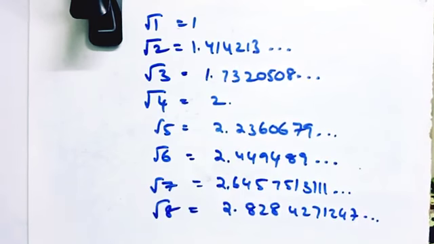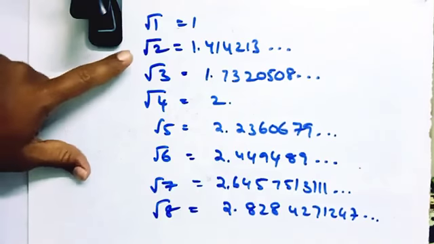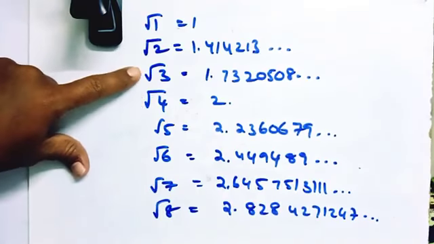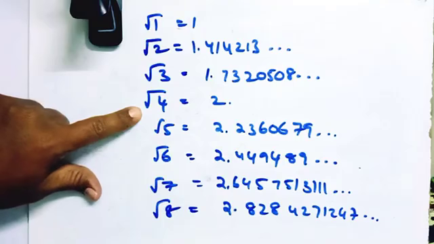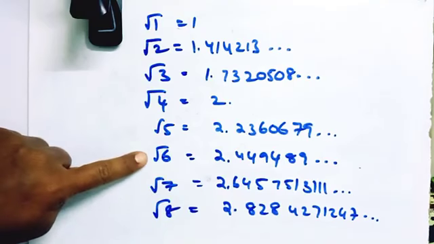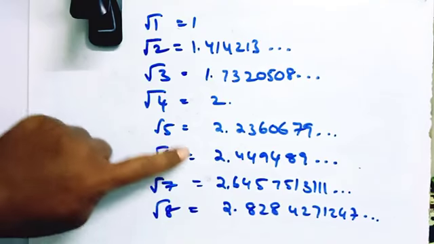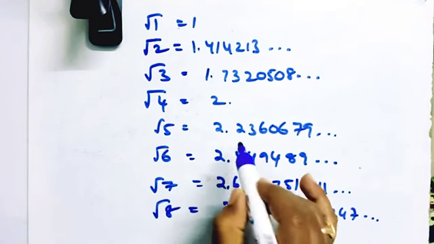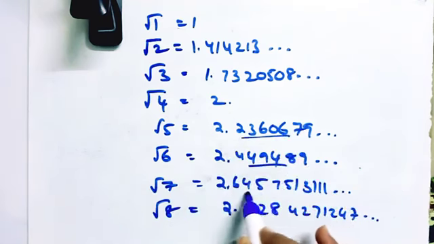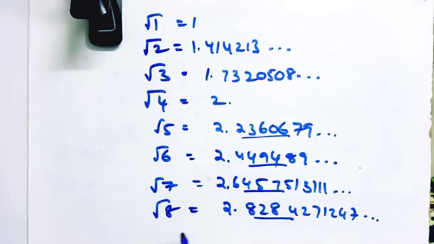Now here we can see some values for irrational numbers. Root 2, root 3 are irrational numbers, and root 4 is 2, which is a rational number. Root 5, root 6, root 7, root 8, these all are irrational numbers. In the decimal part different digits keep going, so we can't write them in the form of p by q. And root 9 is equal to 3, so 3 is a rational number.